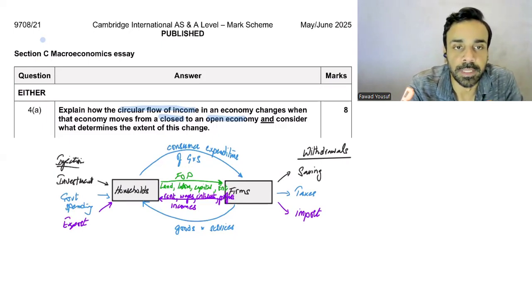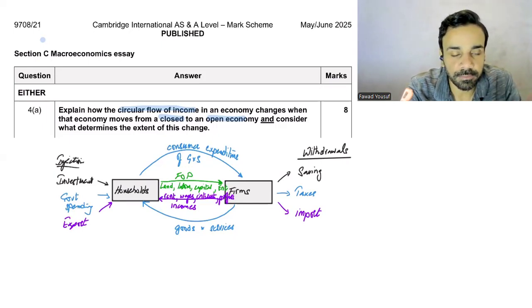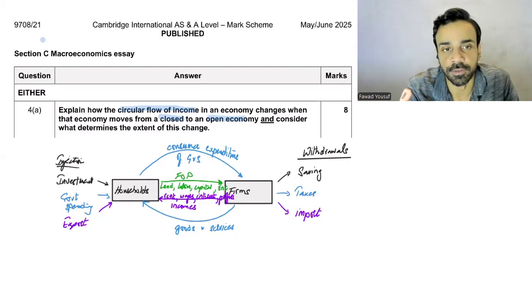But is there a mark for it? There's no mark for it. They haven't asked for the diagram.